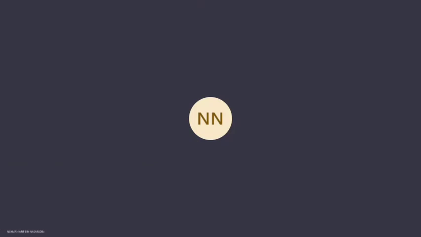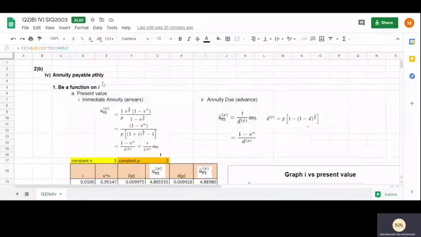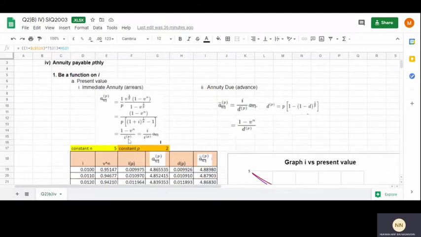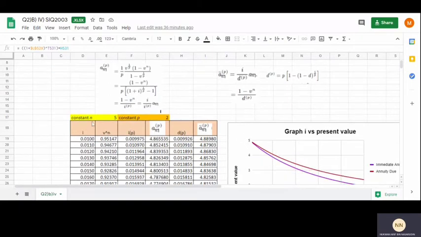Proceed with question 2b for annuity payable daily. The first one is a function on i for the present value of the immediate annuity and the annuity due. The immediate annuity is equal to 1 minus v^n divided by i^(p), and the annuity due is equal to 1 minus v^n divided by d^(p). We keep n and p constant: n is equal to 5, p is equal to 2.